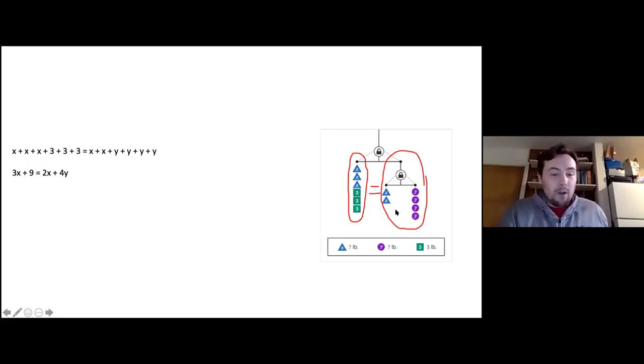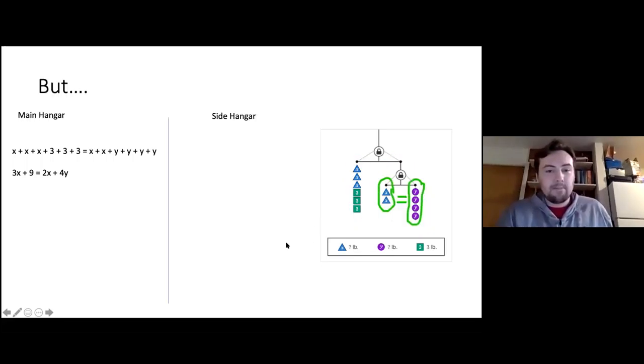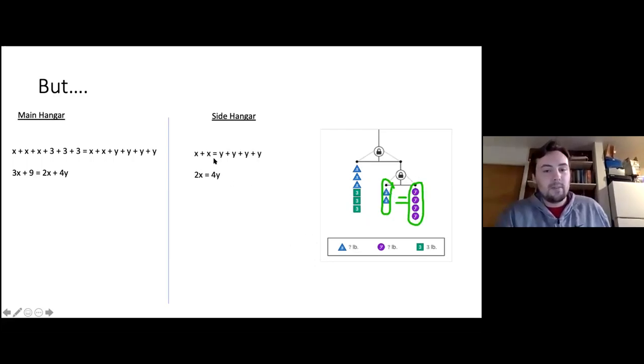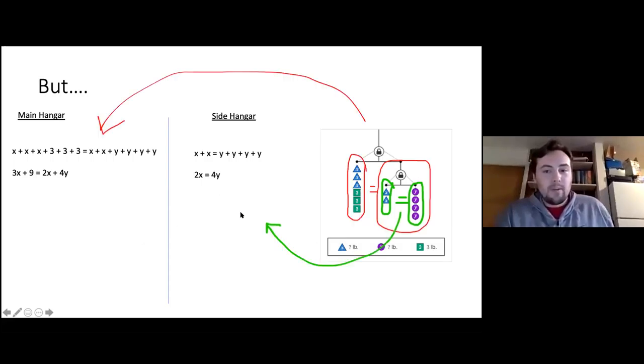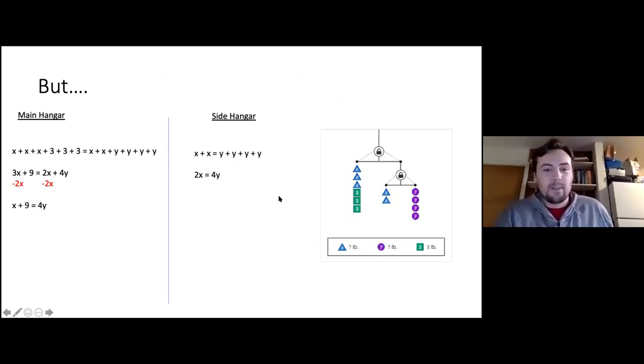But the only problem is that we have a second hanger, and this also has to equal this side. So we have 2x equals 4y, the equivalent of x plus x and y plus y plus y plus y. We can see here the red just to clearly distinguish which side of the hanger was which. And we can simplify these to clean them up a little bit.